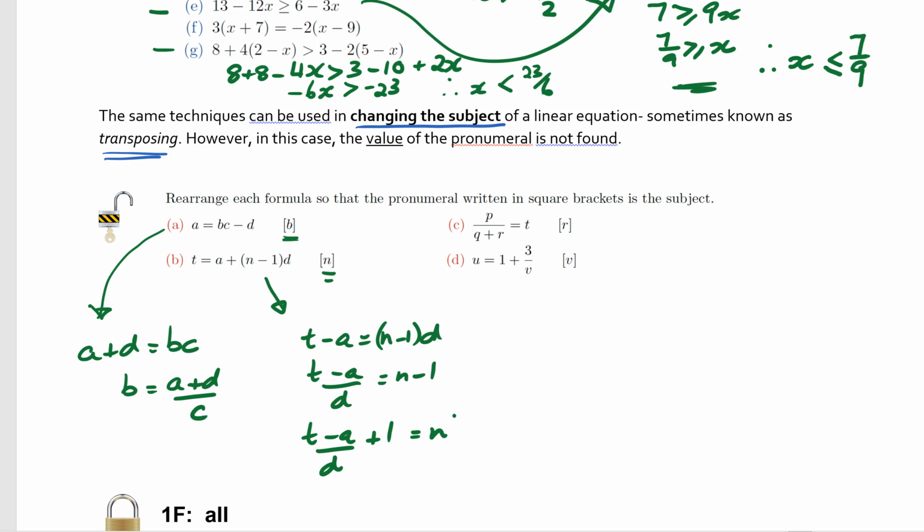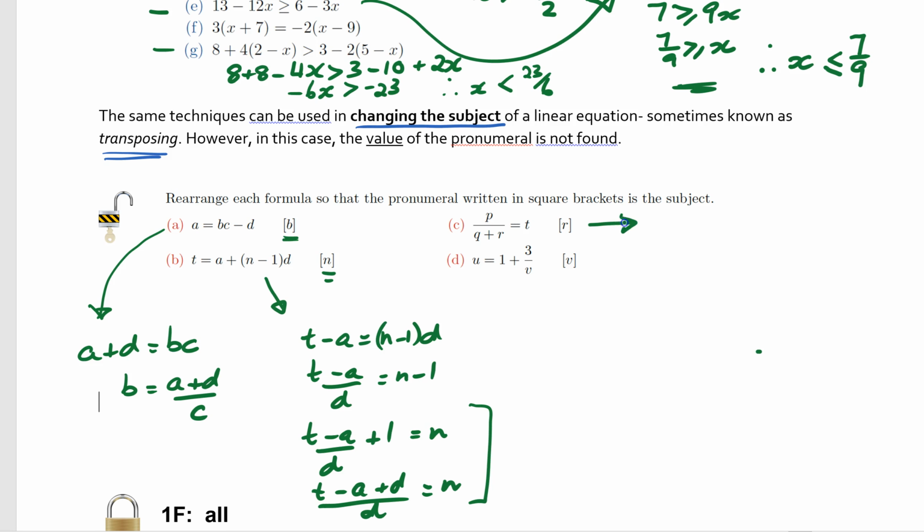Now be aware that there are different ways in which the left-hand side could be written, and the textbook may do this in the solutions. So for example, they might decide to put everything on the left-hand side over the common denominator d. And in that case, we would have t minus a plus d all over d is what n is equivalent to. Both of these are acceptable. We just need to be able to see when two different forms are equivalent.